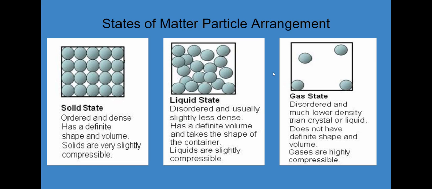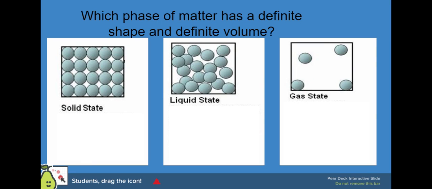So really quick, before our next slide, you can pause this video and look over these definitions really fast, because on the next slide we are going to have a quiz, or not a quiz, but a question over this. Okay, so which phase of matter has definite shape and definite volume? If you said solid, you are correct. Remember, solids have definite shape and definite volume.